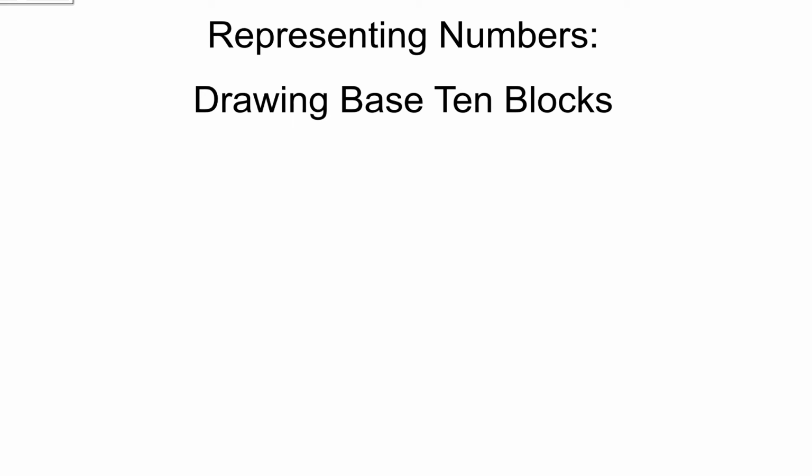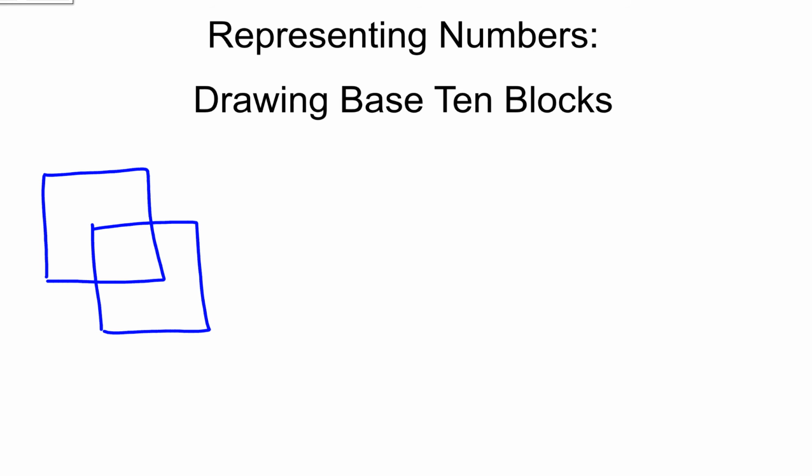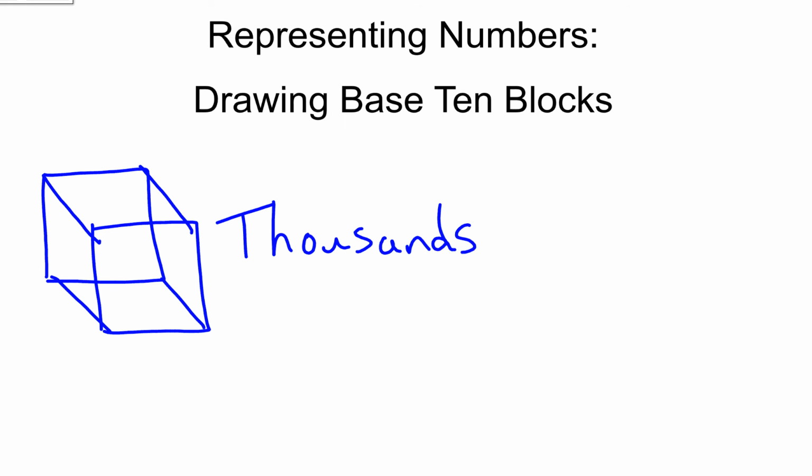We're going to first look at drawing our thousands cube. We can do that by drawing two squares that are slightly off-centered. Once we are done that, we will connect the corners by drawing straight lines. Here you can see that we have a thousands cube. It takes a little practice, but you can do it.